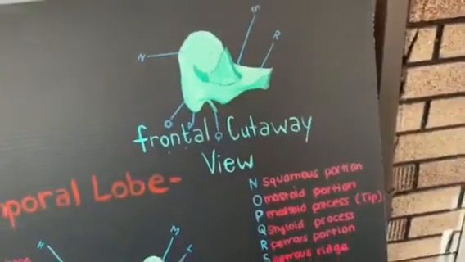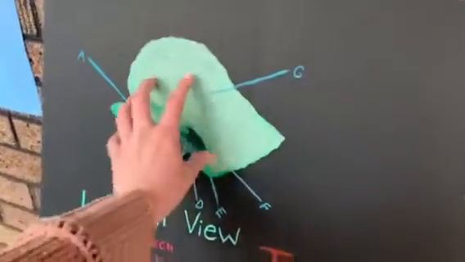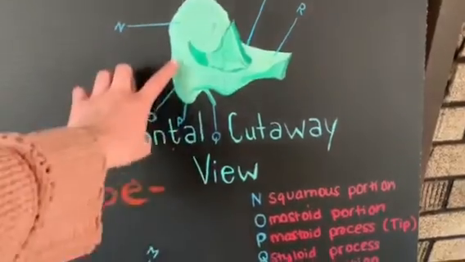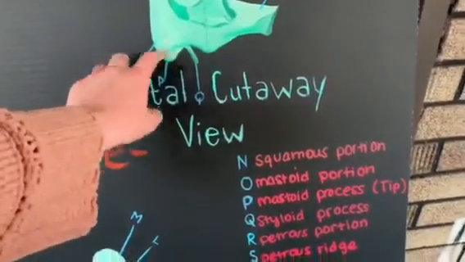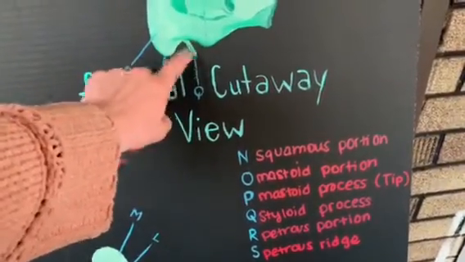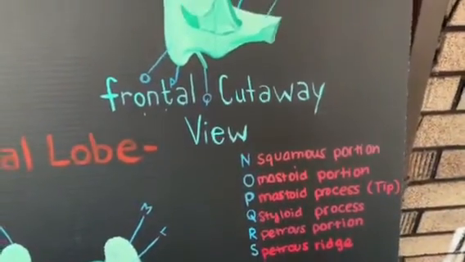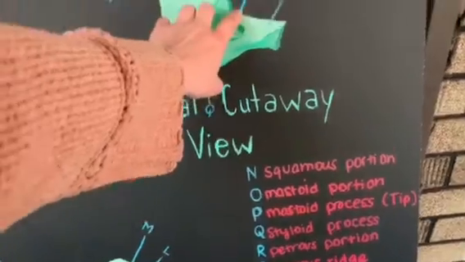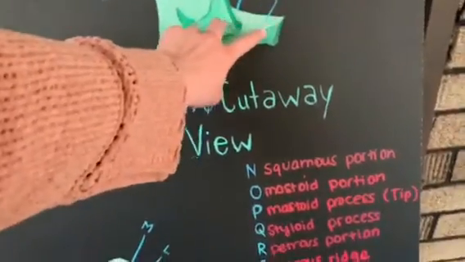So part N is your squamous portion, which we saw over here. So this is turned now. And then we had the mastoid portion, which we're also familiar with, mastoid tip, also familiar with. And of course, our styloid process. Remember, I think of it as a stylus, a pen, it's pointy. And then we have two new parts called your petrous portion, which is S, right there, and then your petrous ridge.